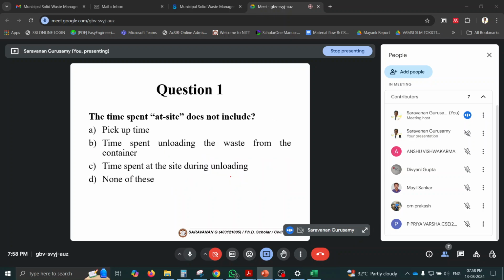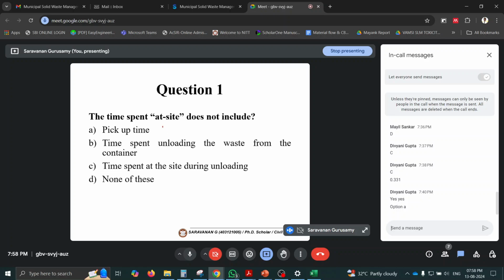Yeah. So some of the theory questions we will go through. The time spent at site does not include: pickup time, time spent unloading the waste from the container, time spent at the site during unloading, none of this. This is the at-site time, that is S, the at-site time. S value does not include pickup time, time spent unloading the waste from the container, time spent at the site during unloading. Actually, C is the correct answer.